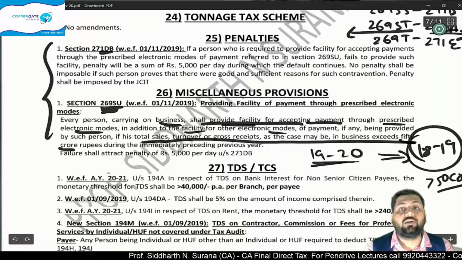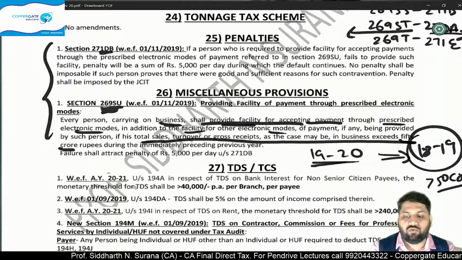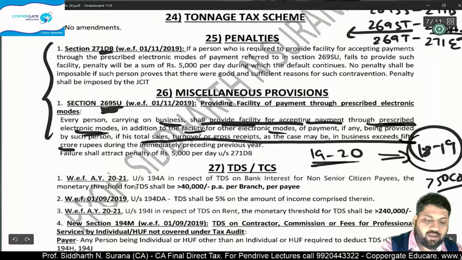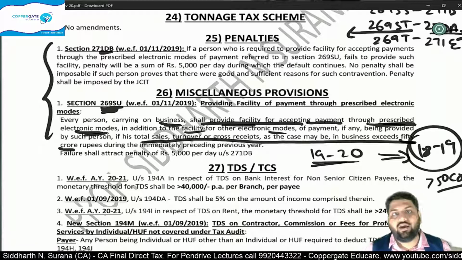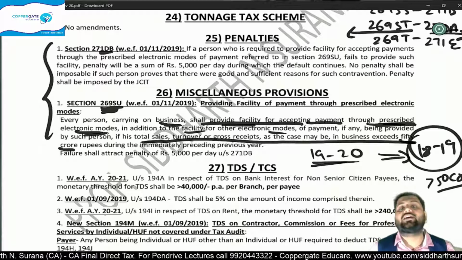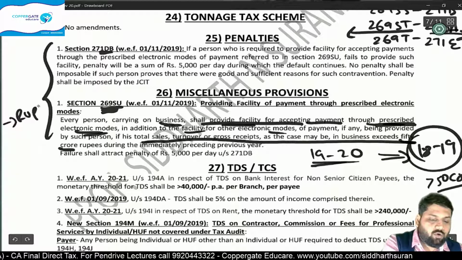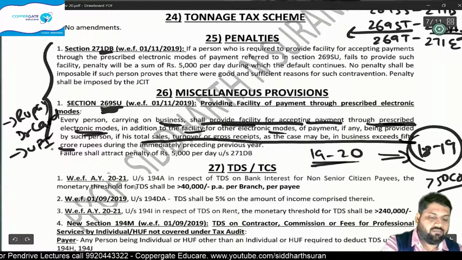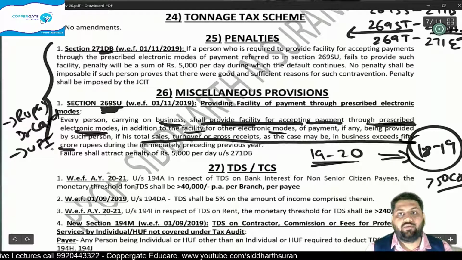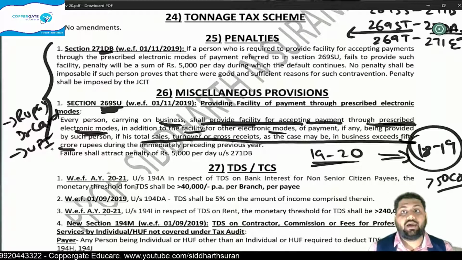Whether the customer utilizes the facility or does not utilize is irrelevant. You will have to provide facility through other prescribed electronic modes. When they created the section, they said only other prescribed modes, but recently they released a circular and said this will cover your RuPay debit card, and this will also cover your UPI through BHIM. UPI interface, BHIM UPI will be covered. In other words, supposing there is a big company selling diamonds.